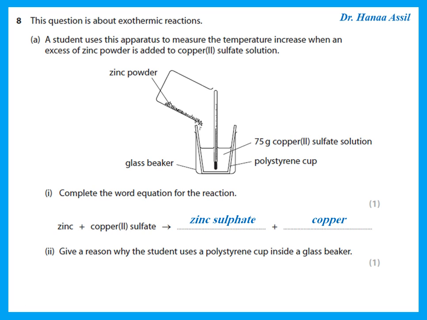Give a reason why the student uses a polystyrene cup inside a glass beaker. Can you see the polystyrene cup? You know that polystyrene cup is a plastic cup, and polystyrene is an insulator, so it will not lose heat to the surroundings. So we usually do any of the experiments in which we need to measure temperature in a polystyrene cup because it's an insulator, so it prevents loss of heat to the surroundings.